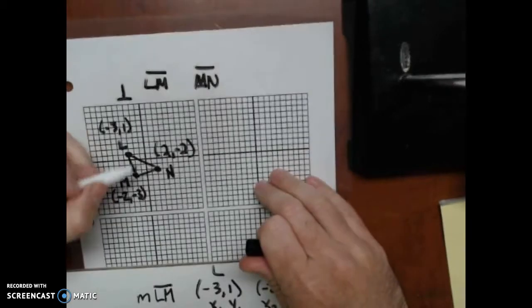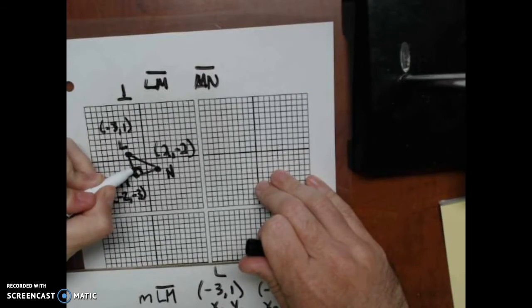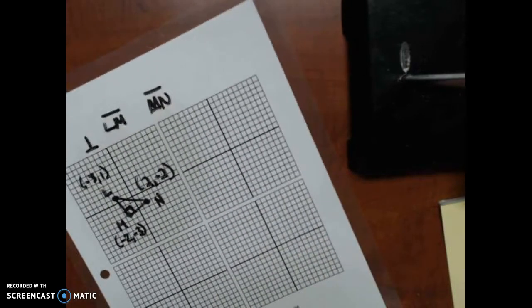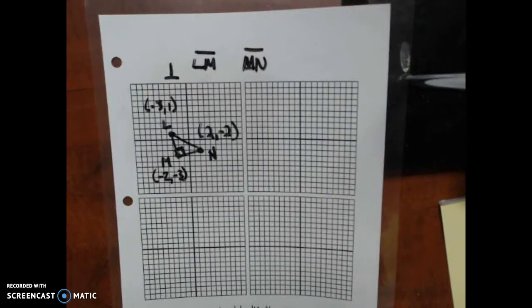We know now that on this picture, for sure, it kind of looked like it, but now we know that that is a right angle right there. And now we can do some Pythagorean theorem kind of stuff to that geometry problem.